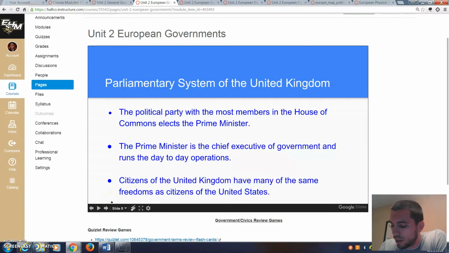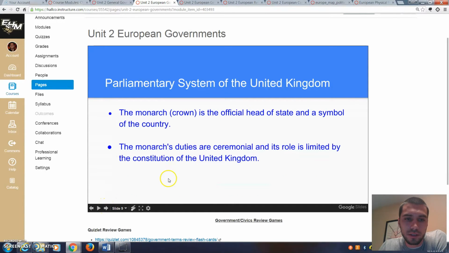All right. Number 5. Who is the symbolic figure and head of state of the United Kingdom? If we hit next, we'll look right here and it says the monarch is the official head of state and a symbol of the country. So if we look right here in this bullet point on this slide, you will find the answer to number 5.